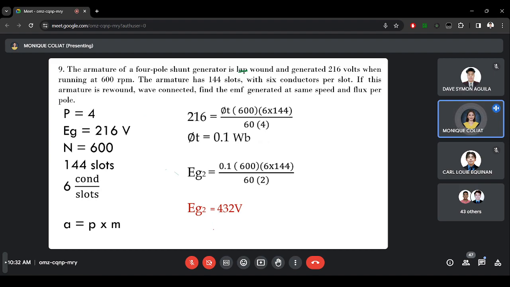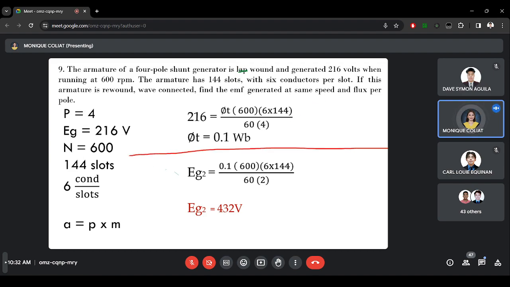Next, the armature of a 4-pole shunt generator is lap wound and generated 216 volts when running at 600 RPM. The armature has 144 slots with 6 conductors per slot. If this armature is rewound, wave connected, find the EMF generated at the same speed and flux per pole.